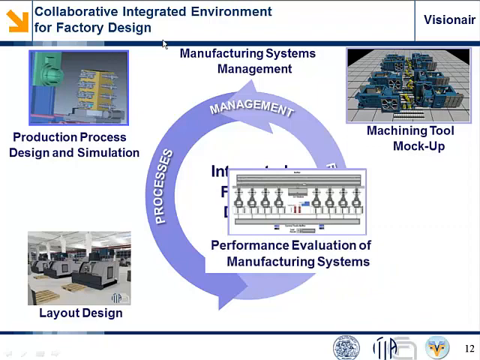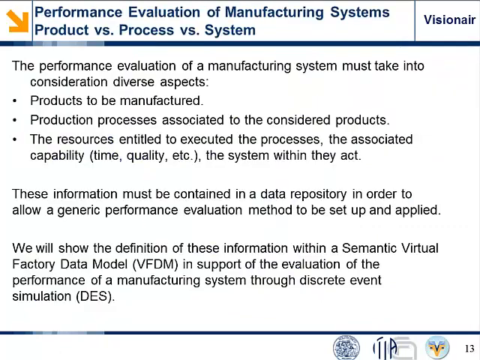So actually, when you design a manufacturing system, you don't only need to design the layout, but there's something behind that defines the way the production system will behave. And basically, there are three ingredients that you need to take care of: the products, the processes, and in the end, the system.